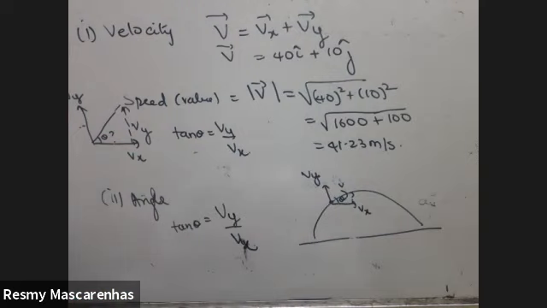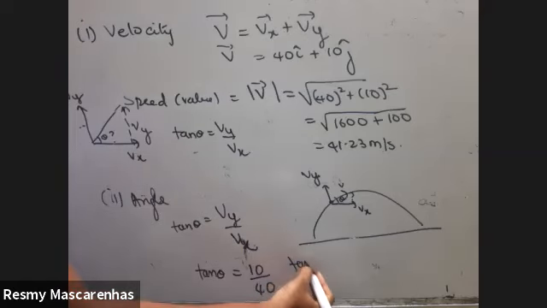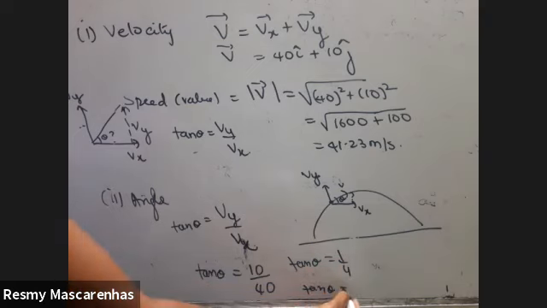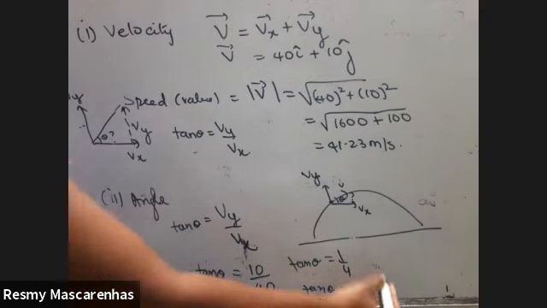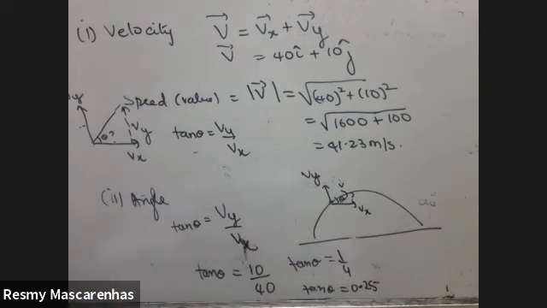So you know what your Vy value is and you know what your Vx value is. So just substitute them. The Vy value we had got as 10, and this Vx was 40. So tan theta is nothing but 1 by 4, which is 0.25.